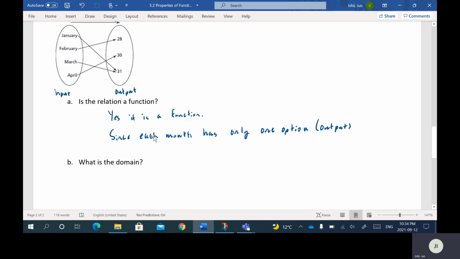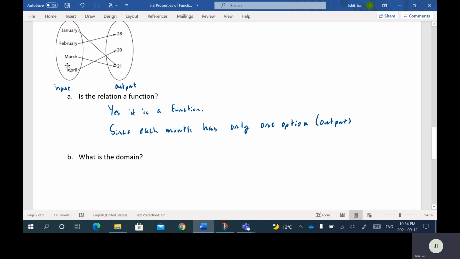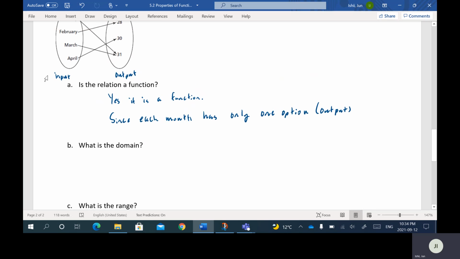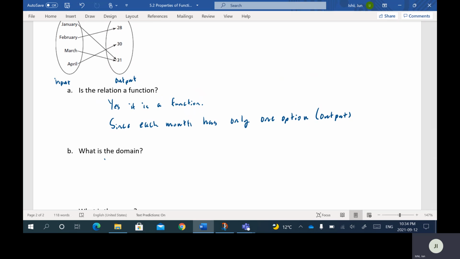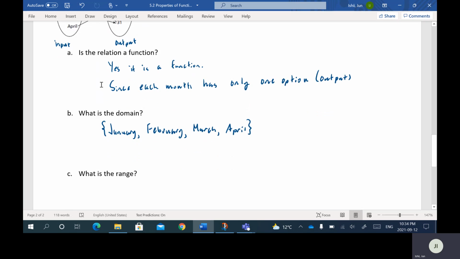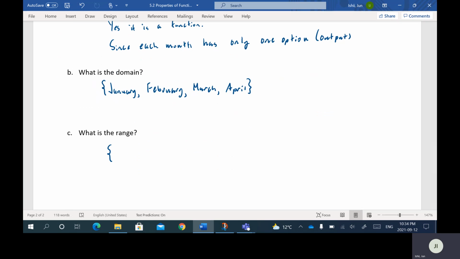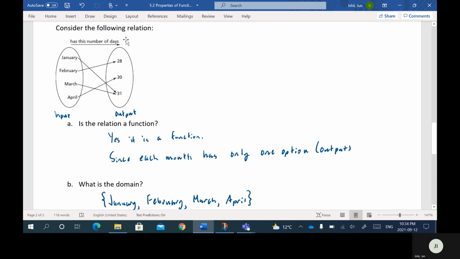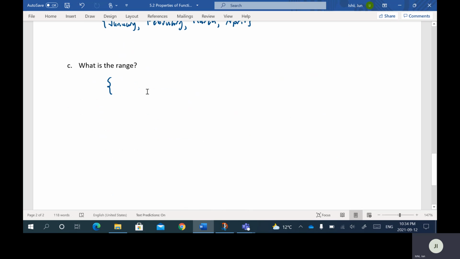All right, so next one here is: what is the domain? The domain is the first circle there, the first set. If I wanted to write it as a set, I'm just going to write out the months here: January, February, March, and April. And the range? Well, the range would be the second set. That's 28, 30, and 31.